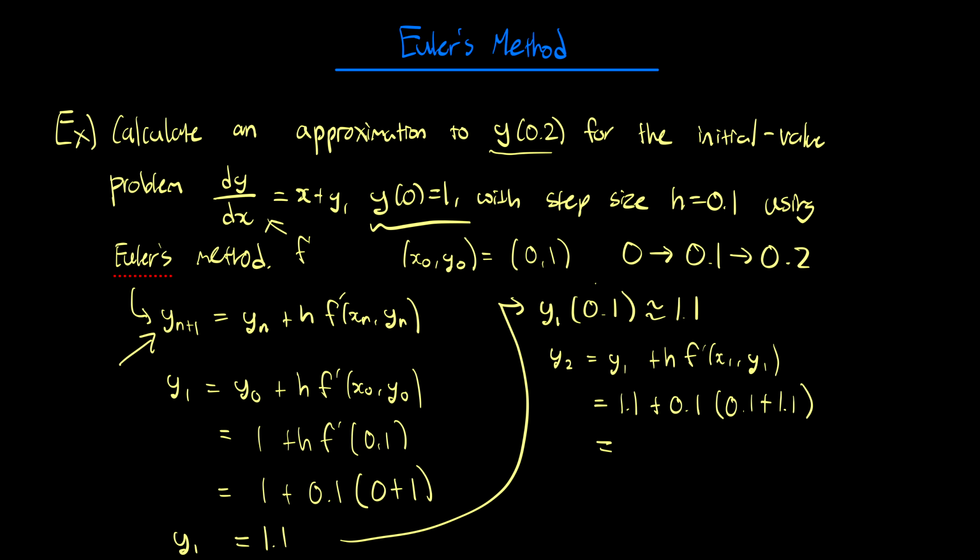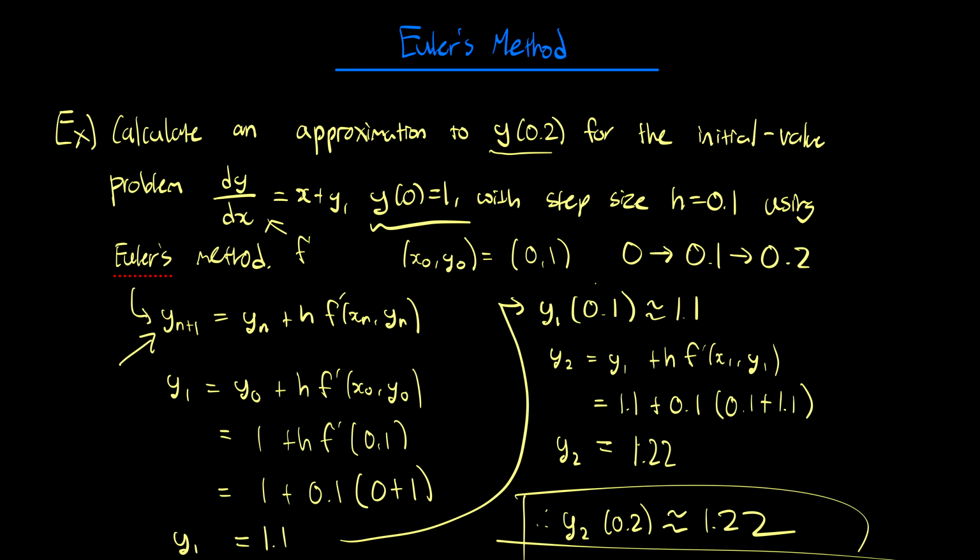So I'm going to use my trusty little TI-84 to calculate this, and we get 1.22. So an approximation of y(0.2) is approximately 1.22. That is how we would use Euler's method.